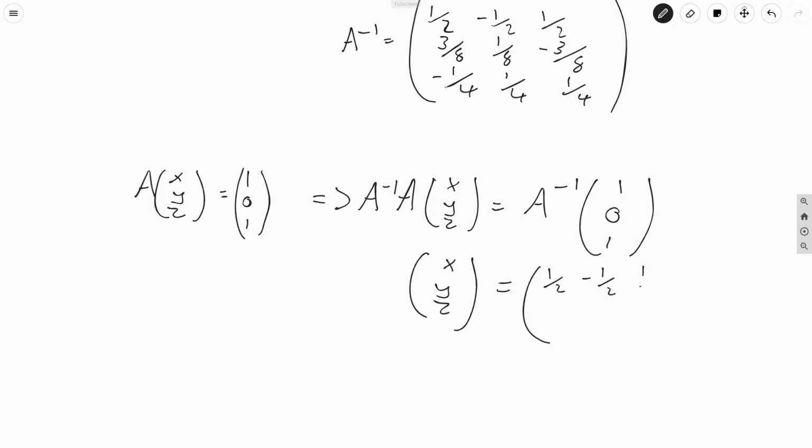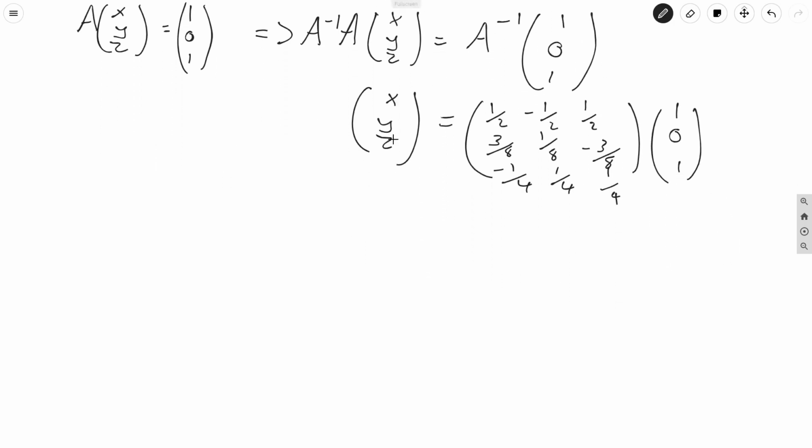1/2, minus 1/2, 1/2, 3/8, 1/8, minus 3/8, minus 1/4, 1/4, and 1/4 applied to 101. Okay, and now if you've seen the video on multiplying matrices, we can just sort this out immediately, and this is equal to 1, 0, 0.